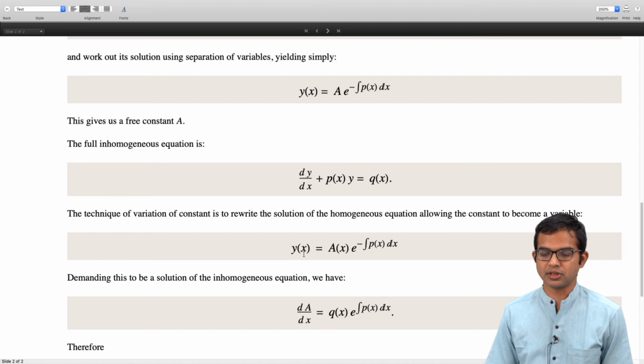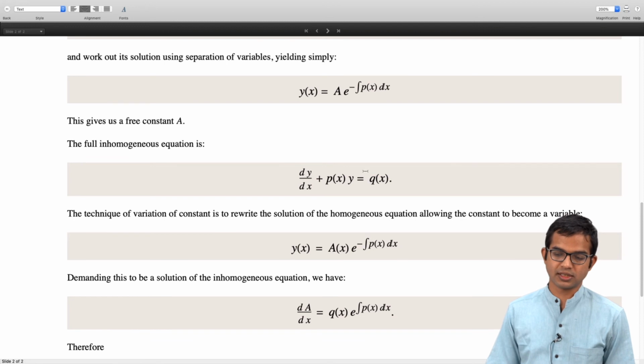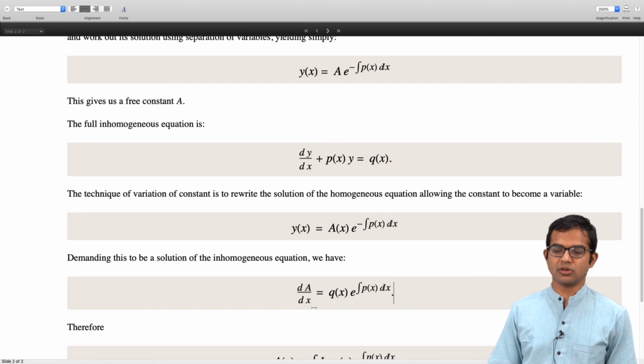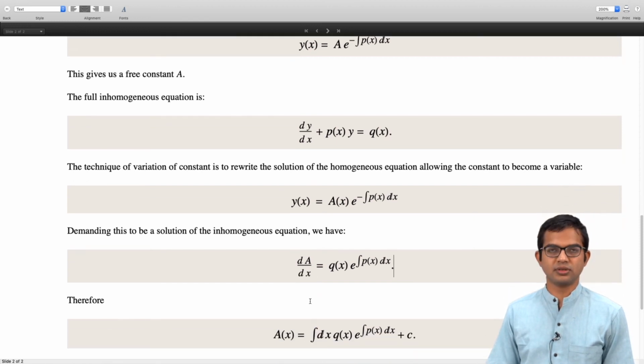When you take a derivative with respect to x, if you treat a of x as a constant, there's no derivative, then you get minus p of x times a of x e to the minus integral p dx, which is the same as minus p times y, which cancels with this. So basically you're left with just this equation, dA by dx is equal to q times e to the integral p of x dx, right? So this is an equation we can solve for a, right? You just have to integrate.